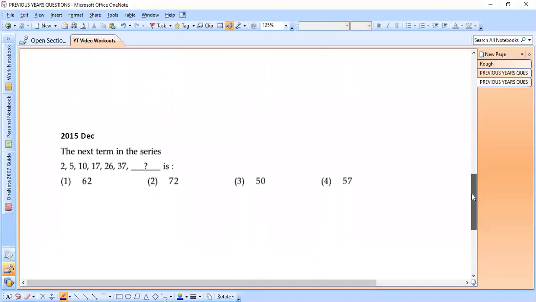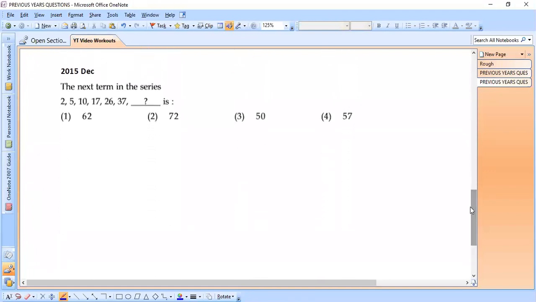Yes, question number 3. Question number 3 is from 2015 December. I will mark this as question number 3. So find the next term of the sequence of the series 2, 5, 10, 17, 26, 37 and a question mark. So again, to our surprise, this is again a repeated question.